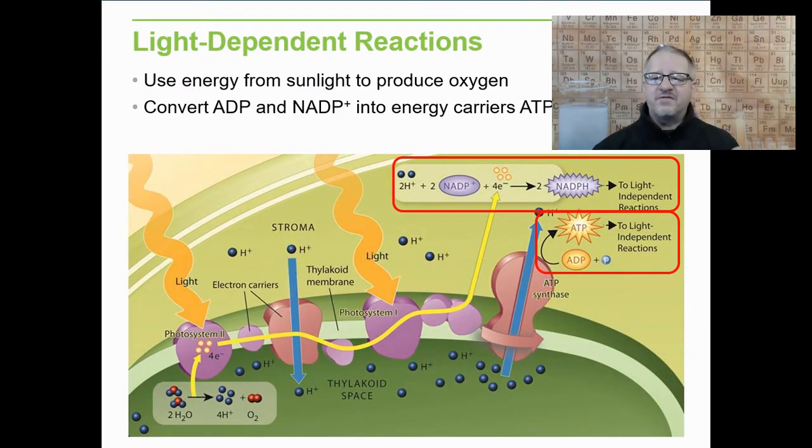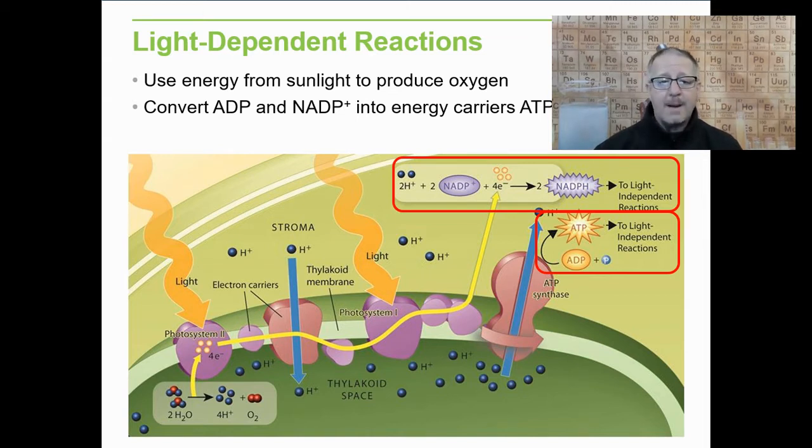All right, so let's focus our attention on the chemical equation in the upper right of this illustration. You see it highlighted in red. And the end result of this light-dependent reaction is to convert ADP and NADP plus into the energy carriers that we know as ATP and NADPH.